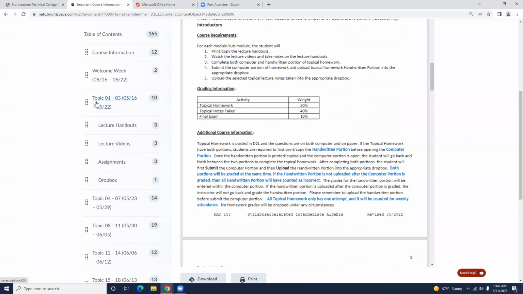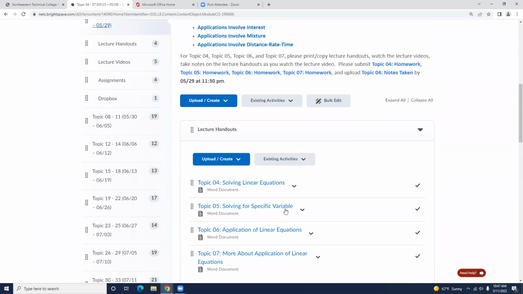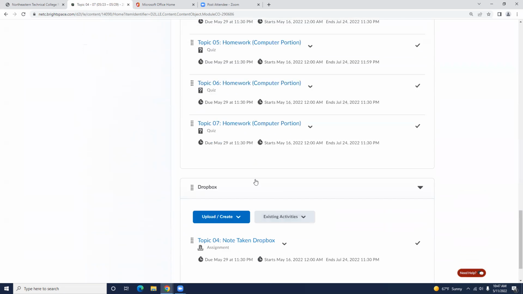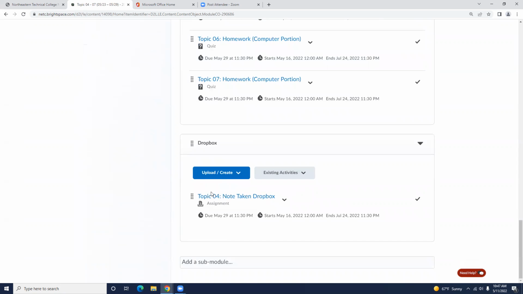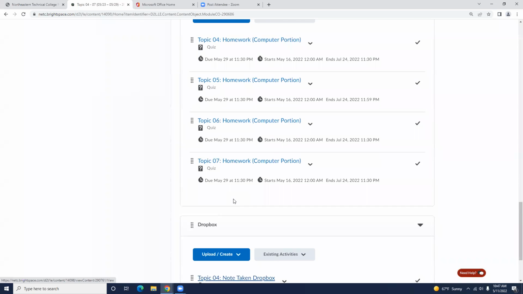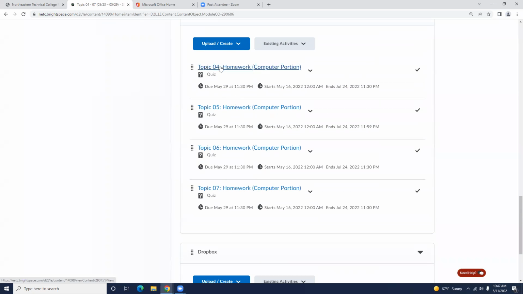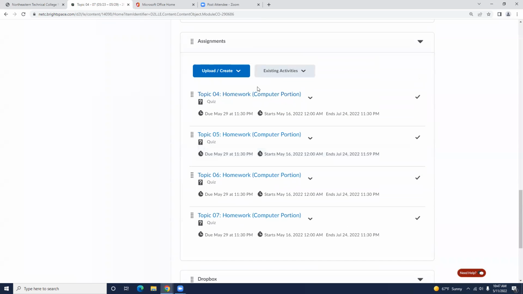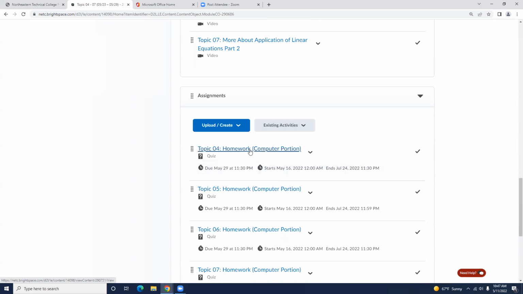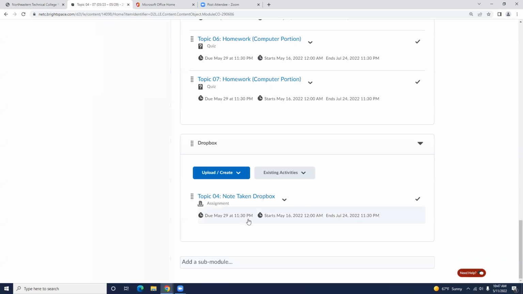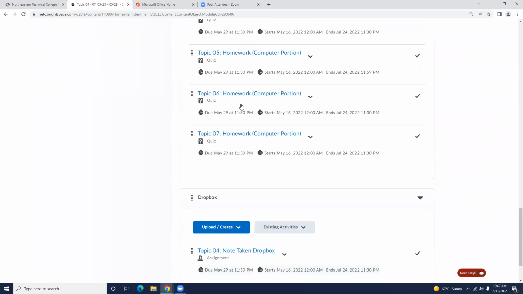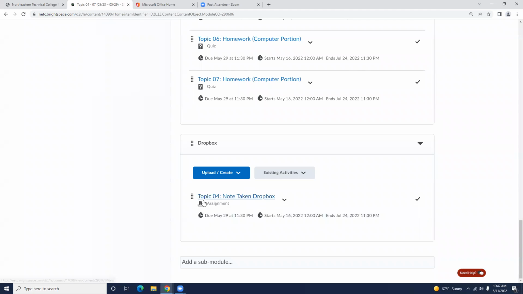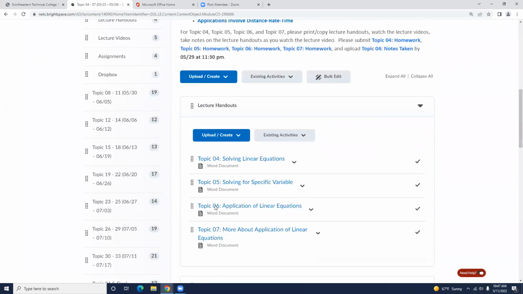So for example, in topic 4 to 7, the Dropbox tells you which notes taken I want you to turn in. So for this week, I only want you to turn in topic 4. So you will take notes on all of topics 4, 5, and 6, but I just want you to turn in the notes that you took for topic 4 only. So you don't have to turn in so much, and you don't have to upload so many pictures into the Dropbox. So every week I only ask for 1 note taken of that week.